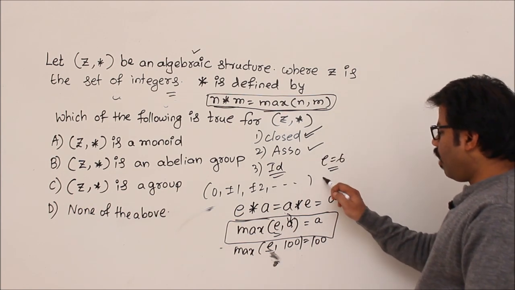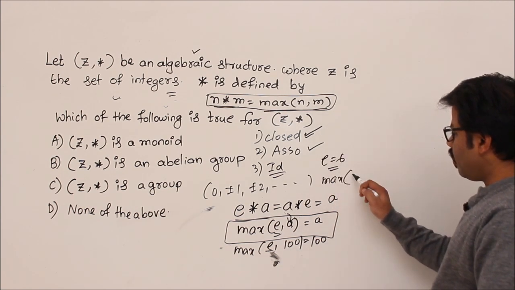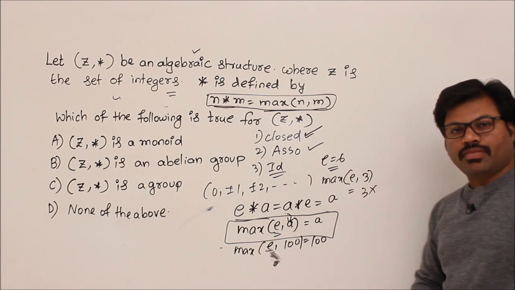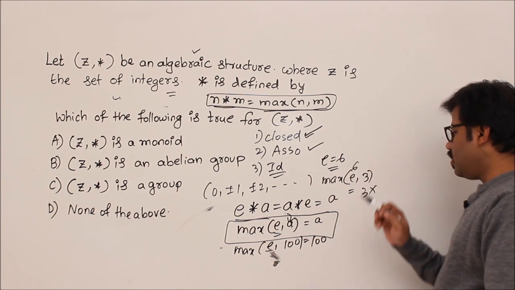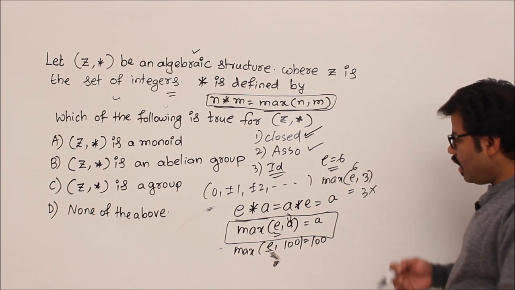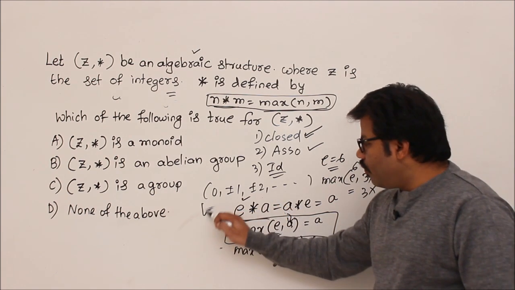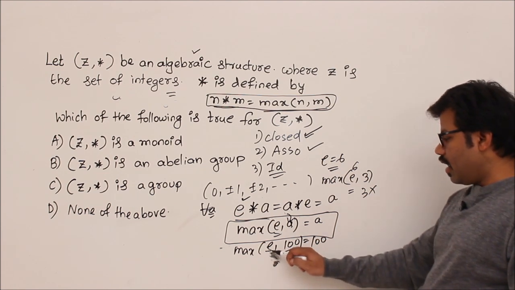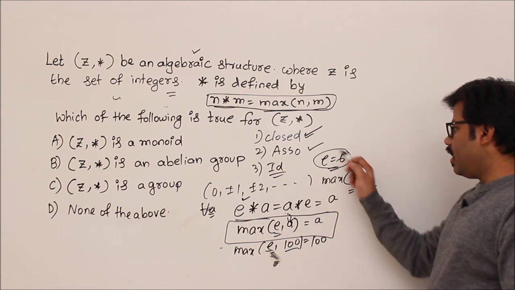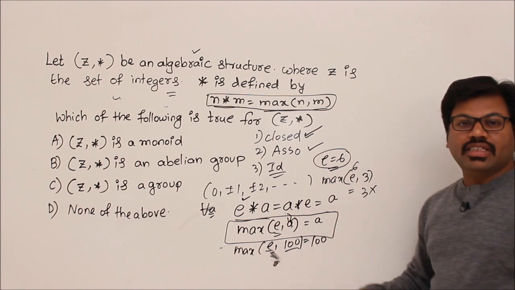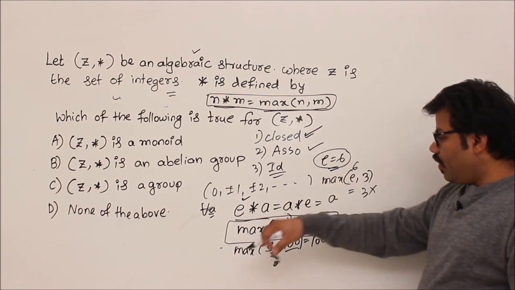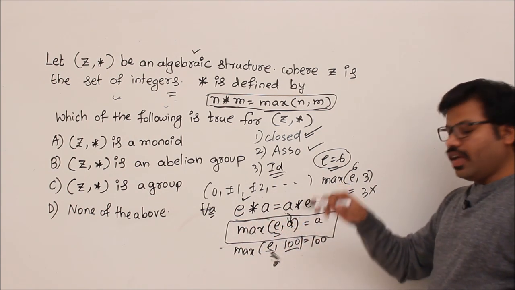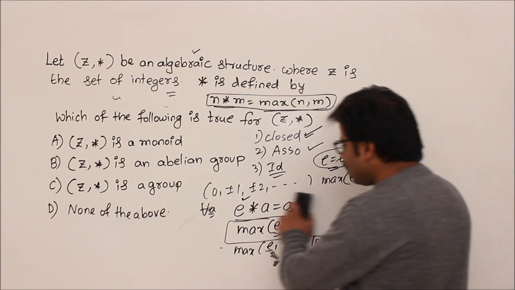But what happens is, if I apply max of E comma 3, then what happens? You don't get 3. Why? Because max of 6 comma 3 is 6. So what I want to say here is, this statement should be true for every element, not for a particular element. For 6 it is, for 100 it is correct. 6 as identity element works. But real identity element is an element which for every combination you take, max of that E and A should give the element back. But is there any such element?